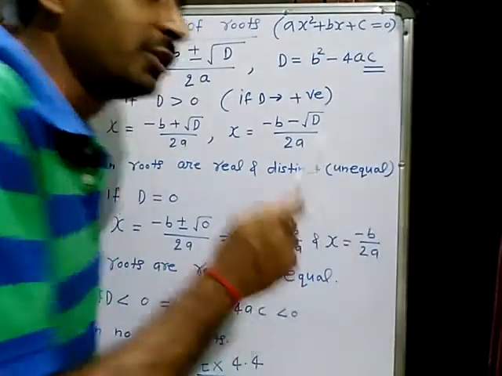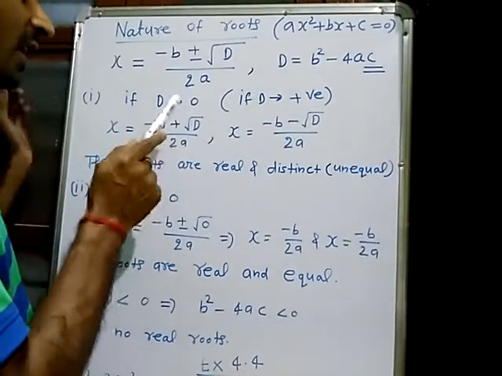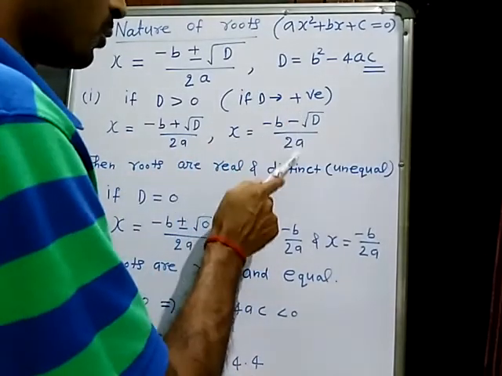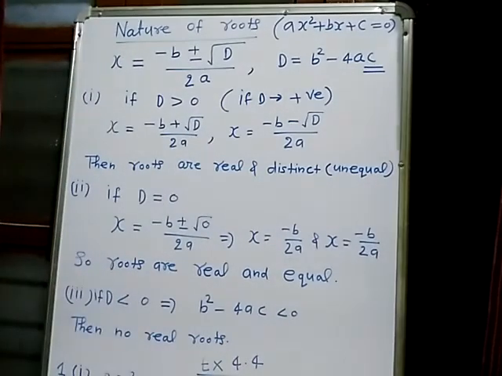Distinct means unequal. ये जो roots होंगे unequal होंगे. देखो एक हुआ (-b + √D) / 2a and second हुआ (-b - √D) / 2a. Both are not equal. So we are getting real but unequal roots.